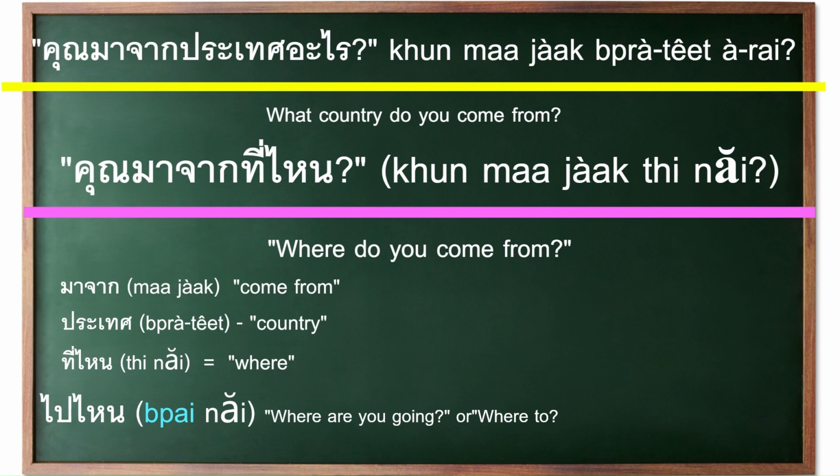Getting back to our original question, both phrases are useful depending on the context. If you're at a social gathering and you meet someone for the first time, starting with the more casual คุณมาจากที่ไหน could make the conversation flow more smoothly. However, if you are in a formal setting or need specific information about the country, คุณมาจากประเทศอะไร is more appropriate.